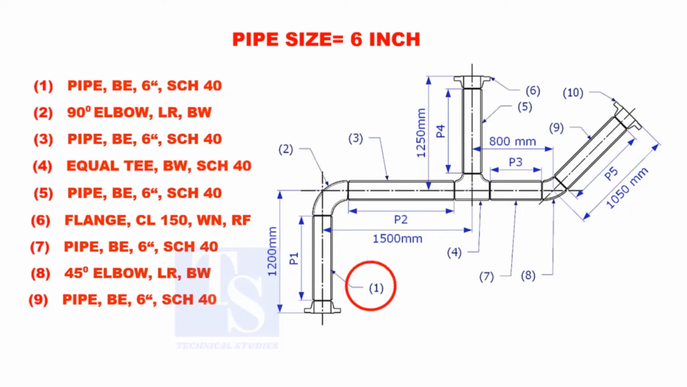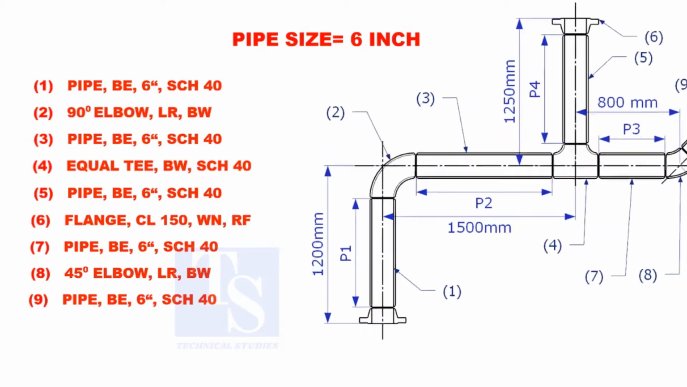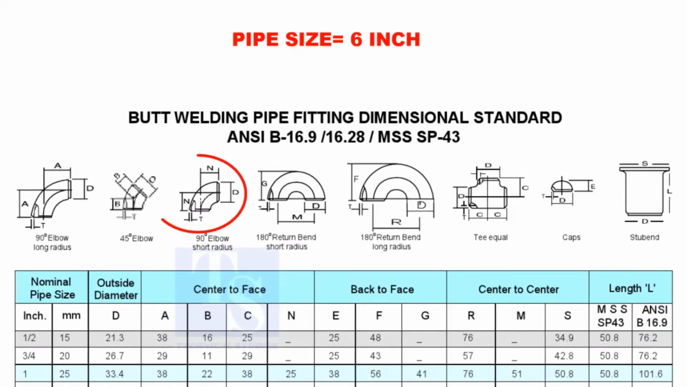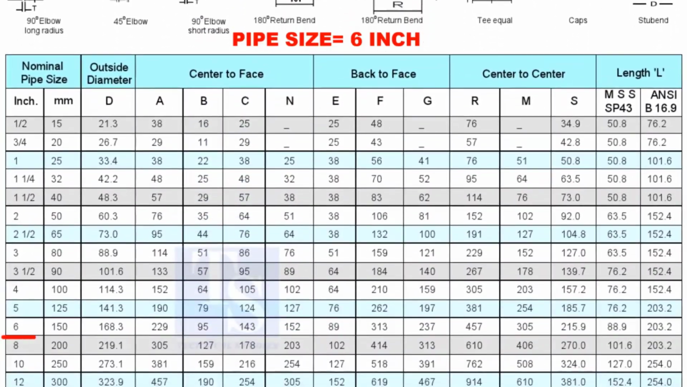To calculate the length of pipe 1, we need to reduce the flange height and the elbow center from the measurement 1200 mm. Check the height of the flange in the table. Since the pressure rating is 150, the height of the flange is 88.9 mm. Note down the height. Check the takeoff length of the elbow. It is 229 mm.